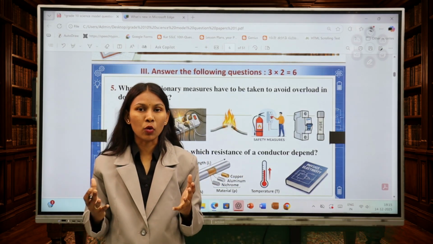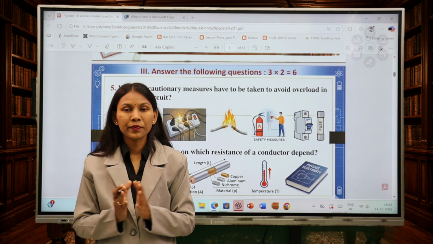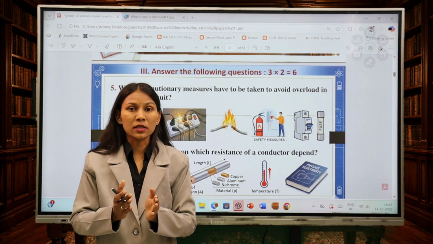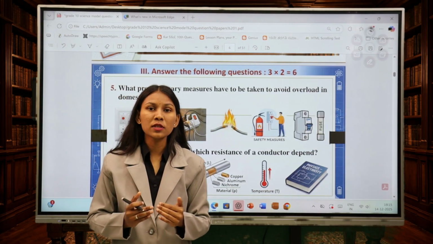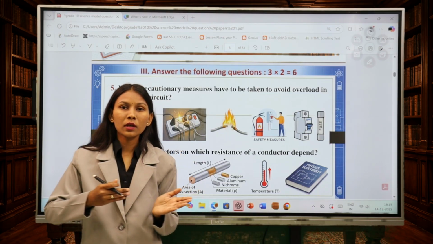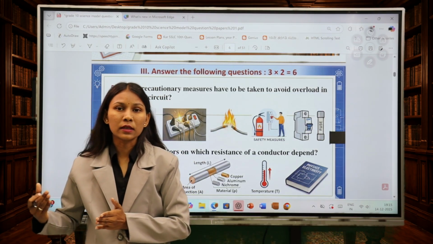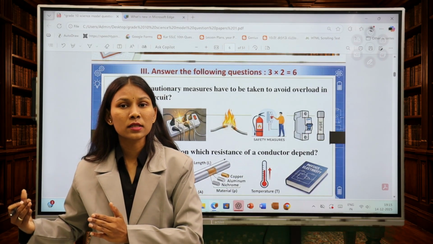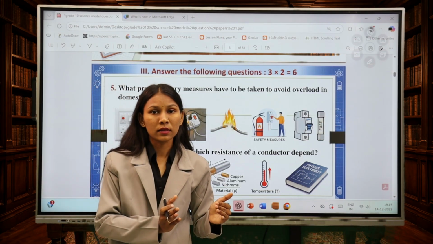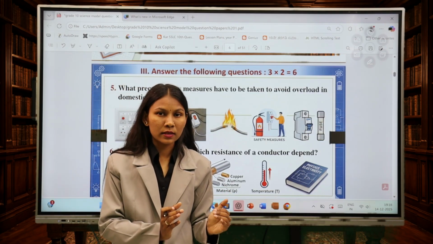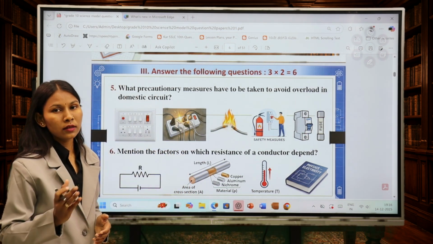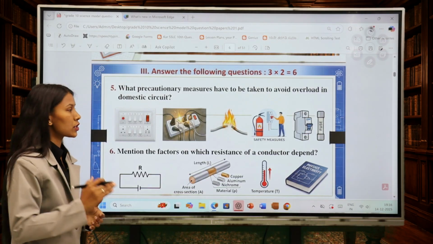Once the area is more, the resistance is less. Again, if the length of the conductor is more, the resistance is more. If the temperature is more, then the resistance is also more. Again, if the material used for the conductor is a non-metal, the resistance is more. If the material used for the conductor is metallic, the resistance is less. That's it. So these are all the four factors on which the resistance of a conductor depends. Let's go to the next question.